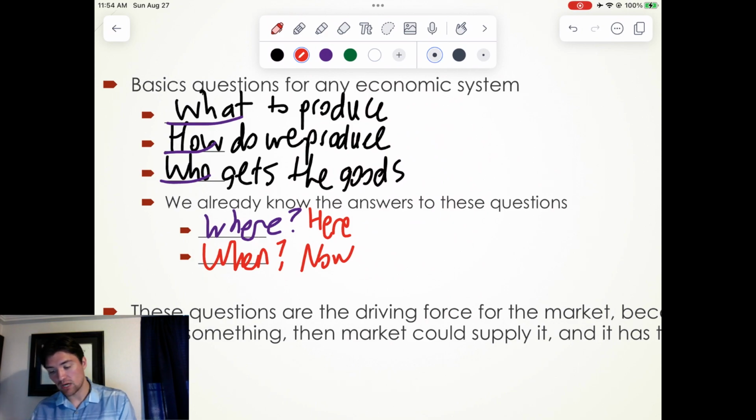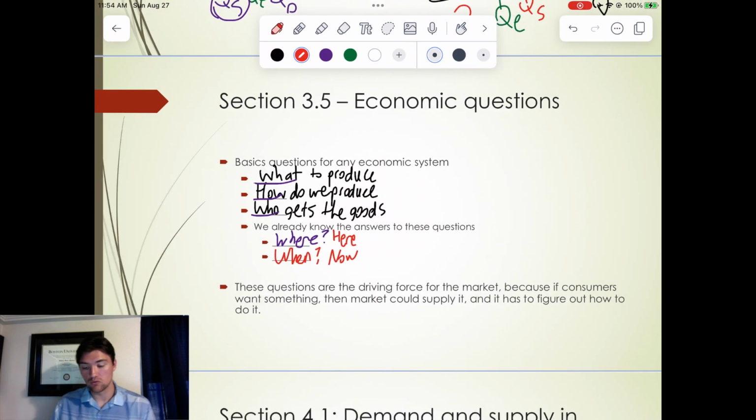That's what we're really trying to do. These questions are the driving force for the market, because if consumers want something, then the market could supply it, and it has to figure out how to do it. Okay, and that's how we use economics.